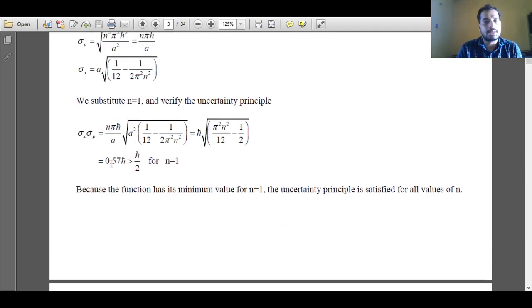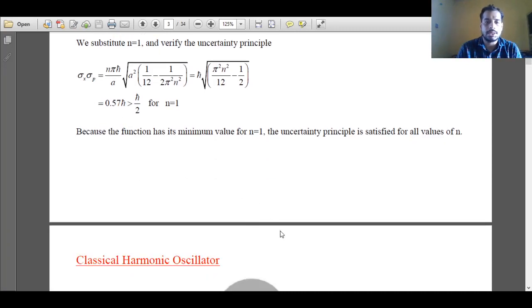We will apply this uncertainty principle to other quantum mechanical systems. We will be discussing the simple harmonic oscillator problem. There also we will verify that position and momentum follow the uncertainty principle. So with this, I'll stop here. In the next session we will discuss the classical harmonic oscillator.